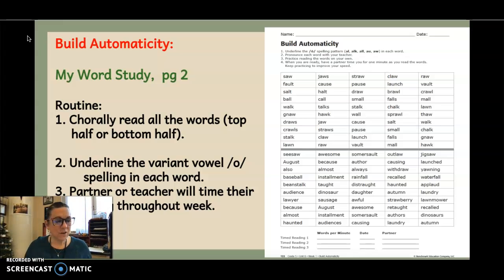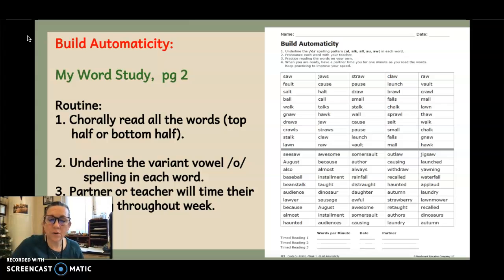All right, if you turn to page 2 in my word study, we're going to chorally read all the words, top half and bottom half. I will read all of them, that way, in case you're not sure how to pronounce them. And then after I'm all done, you can pause and underline the variant vowel O or ah spelling in each word.